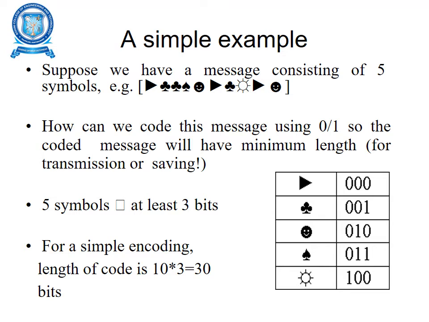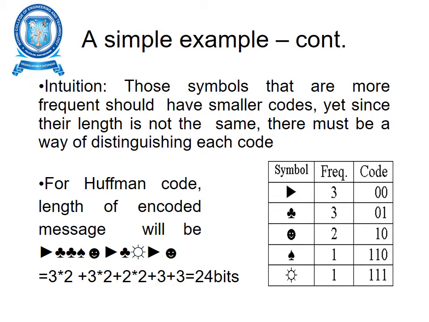So what I am going to do is reduce the length of the code. For reducing the length, we are replacing the codes by symbols. The intuition is that the symbols that are more frequent will have the smaller codes. Yet since the length is not the same, as you can see in the example, some codes have 2 bits and some have 3 bits, so we have to have some way to distinguish each code word.